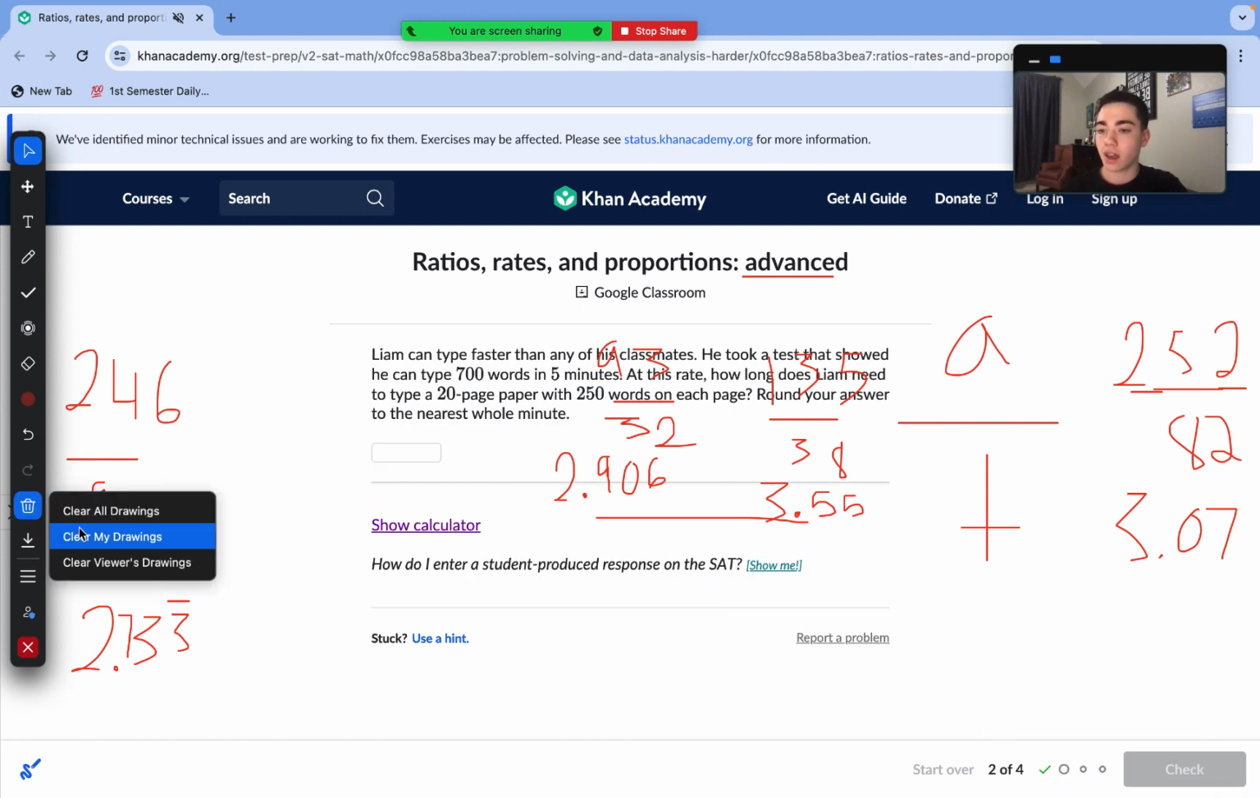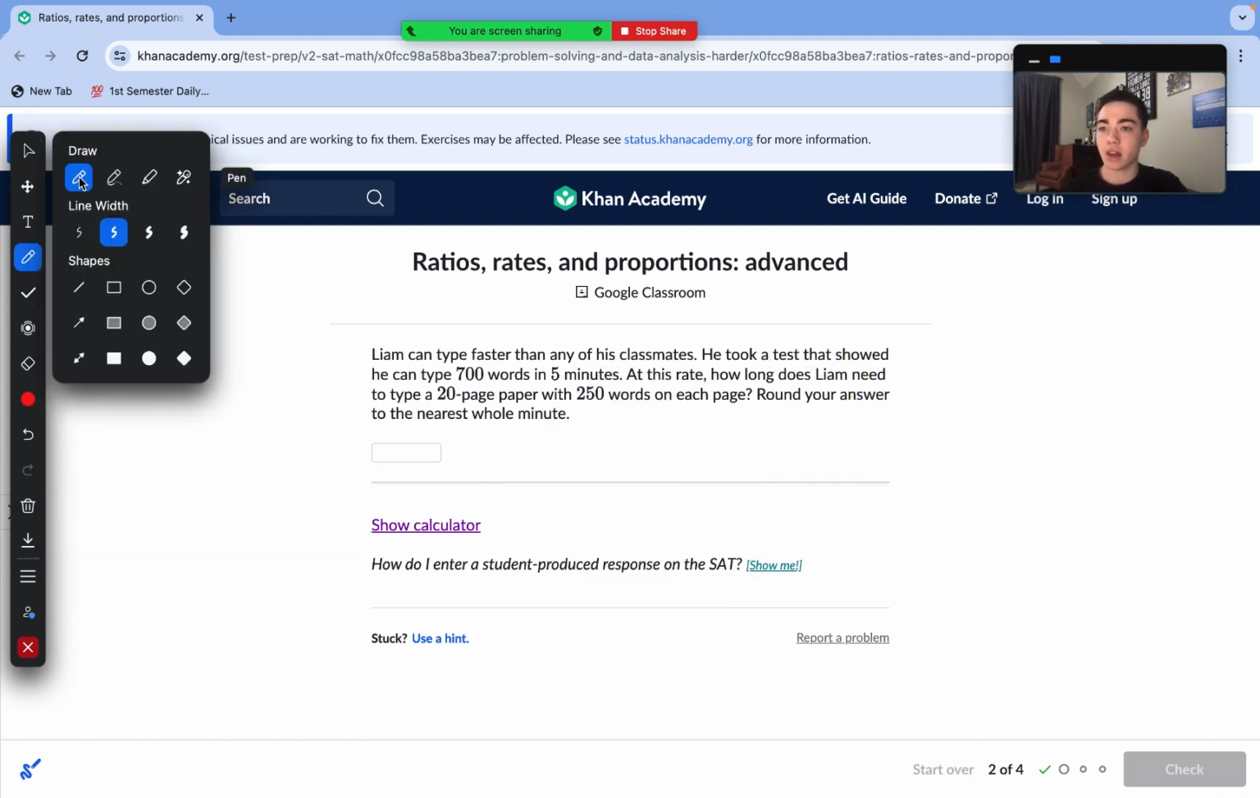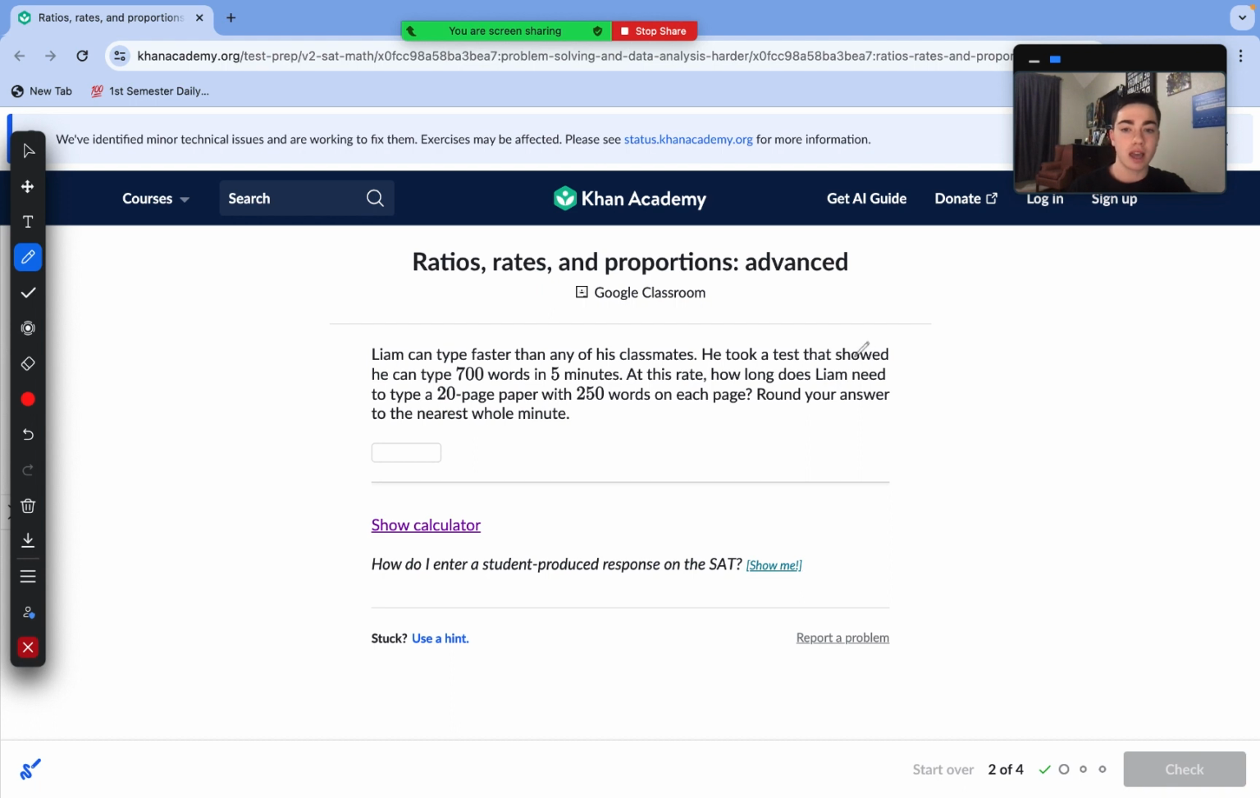Moving to our next question, Liam can type faster than any of his classmates. He took a test that showed he can type 700 words in 5 minutes. At this rate, how long does Liam need to type a 20-page paper with 250 words on each page? So our first step here is that we need to convert our rate here, 700 words in 5 minutes, into a unit rate in which the denominator is 1.